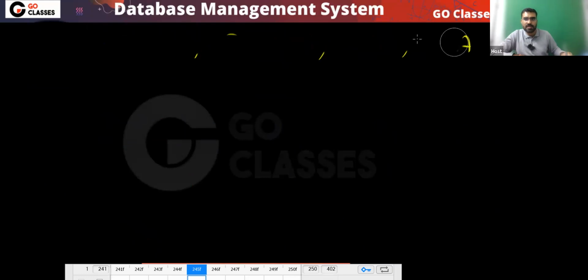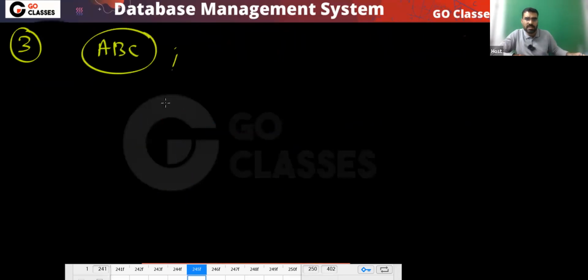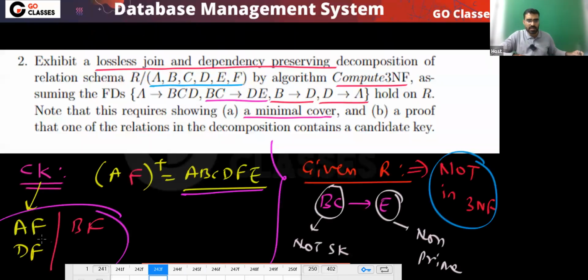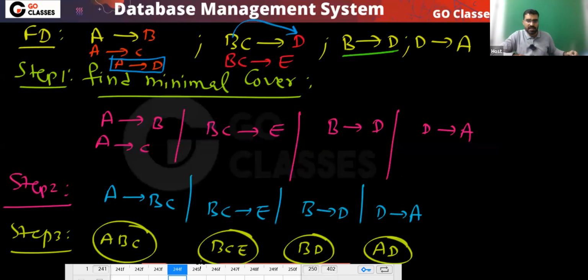Okay, from step three, what did you get? Step three is giving you ABC, it is giving you BCE, it is giving you BD, and it is giving you AD. Okay, now you tell me what are the AF, BF, DF.